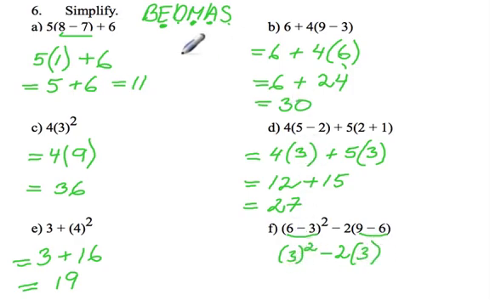Next thing to do is exponents. So 3 square is 9 minus 2 times 3. Now we can do the multiplication. 9 minus 6. And finally subtraction. 9 minus 6 equals 3.